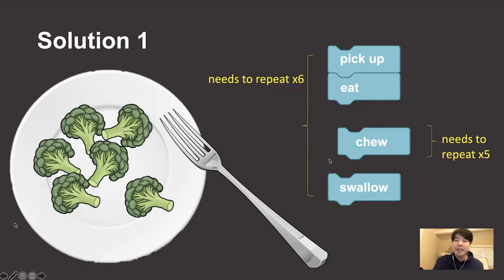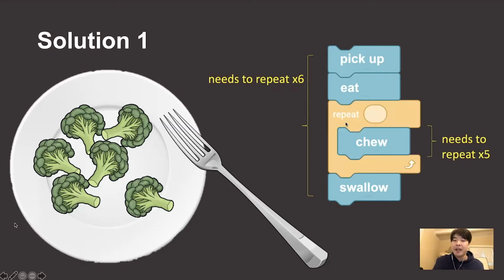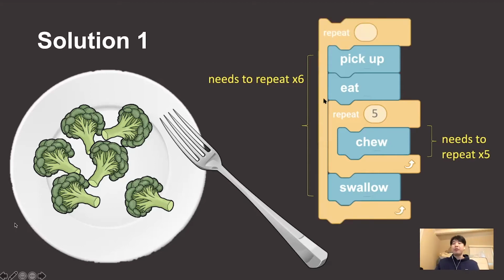And then we need to repeat this whole process. How many times? 6 times, because there are 6 broccolis, right? So in this case, we say repeat this chewing process 5 times. After 5 times is gone, you swallow, right? And after swallowing, you have to pick up another broccoli and repeat this how many times? 6 times.